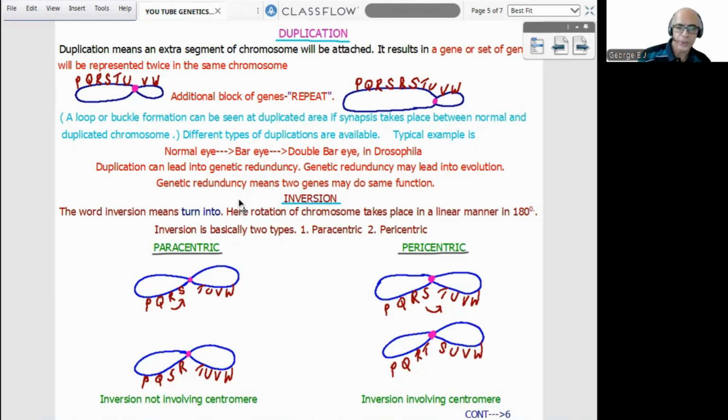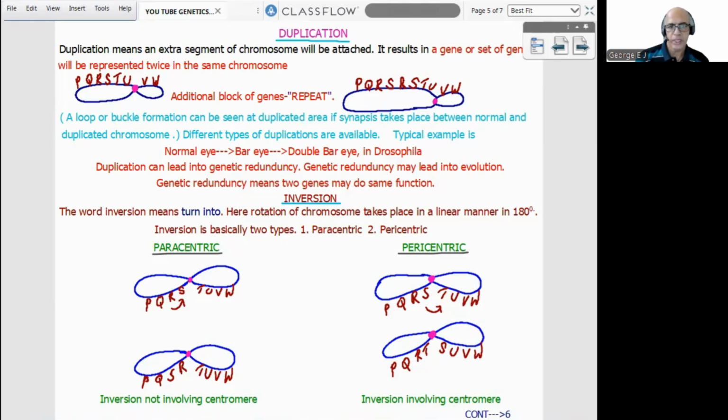Now, duplication leads to a famous event called genetic redundancy. It frequently comes for exams, given as an option. Genetic redundancy may lead to evolution. And the meaning is that two genes may do the same function. That is genetic redundancy connected with duplication.